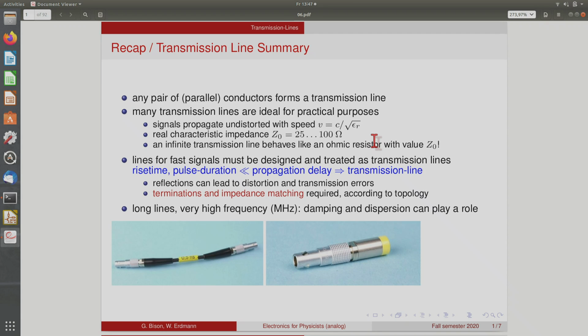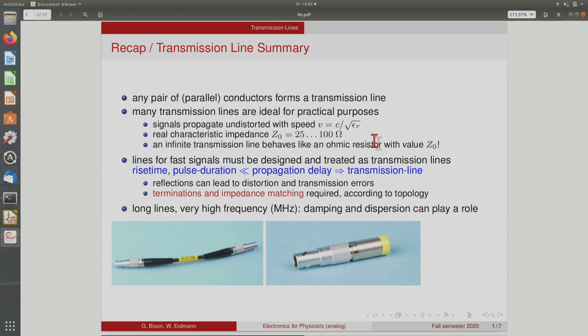So whenever the rise time or the pulse duration of your signals is much smaller than the propagation delay that you expect for your line, then you really must treat it as a transmission line. If the line is short and your signals are slow, you can just treat it as an ideal wire or a capacitance maybe. If you have long lines, you must take care of reflections. Whenever there's a change in impedance or an end of a line and you don't terminate it properly, you will have reflections of your signal, and they can lead to distortion and, in digital cases, for instance, transmission errors.